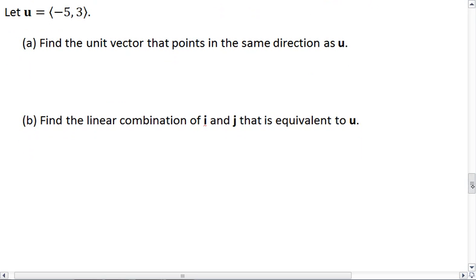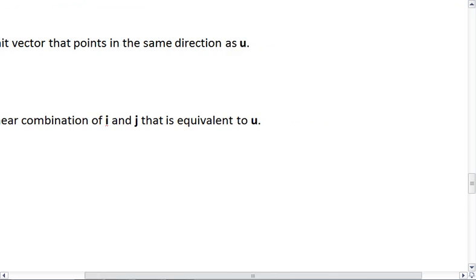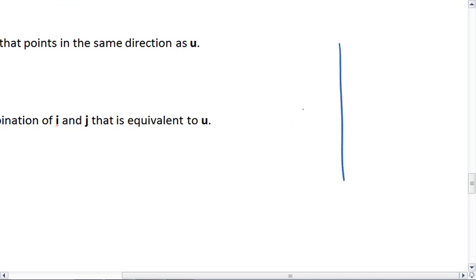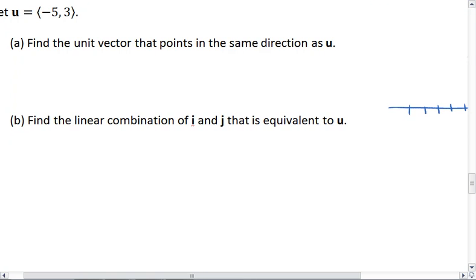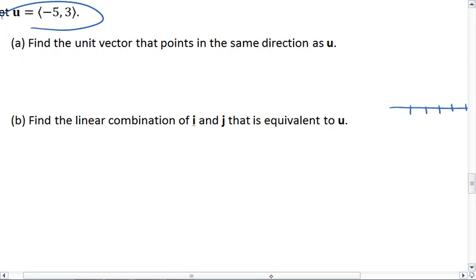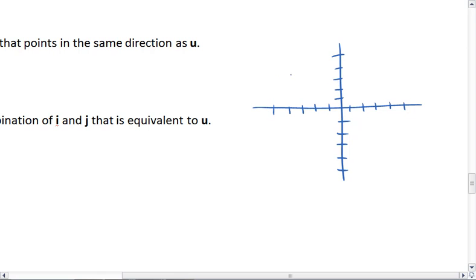Alright, so let's look at how this example works. First of all, I could sketch out the graph of u. Okay. I realize that my vector is going negative 5, 3, so that means I'm going 5 to the left and 3 up. That's vector u.